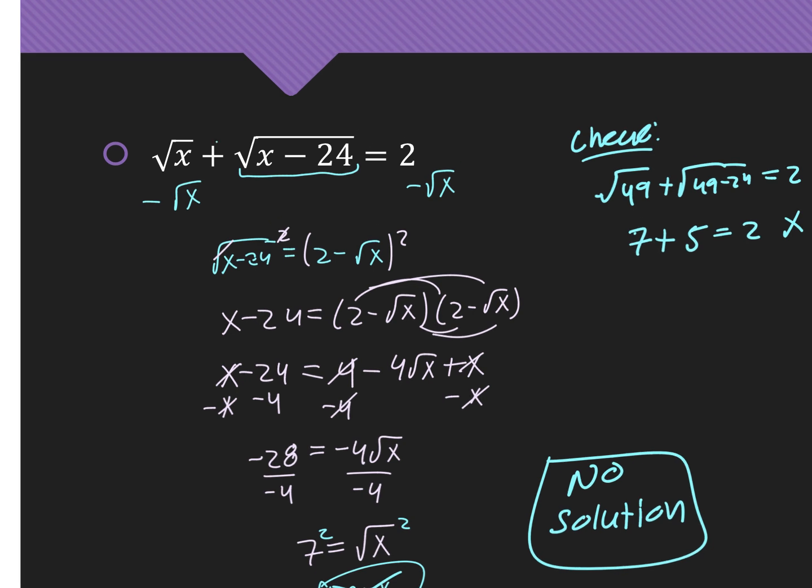Because, for example, let's say this wasn't a plus, this was a minus. All right, this actually would have a solution. It would have the same answer. It would have 49 as your answer, but it would work. So that's just one thing to keep in mind, that sometimes it does work.